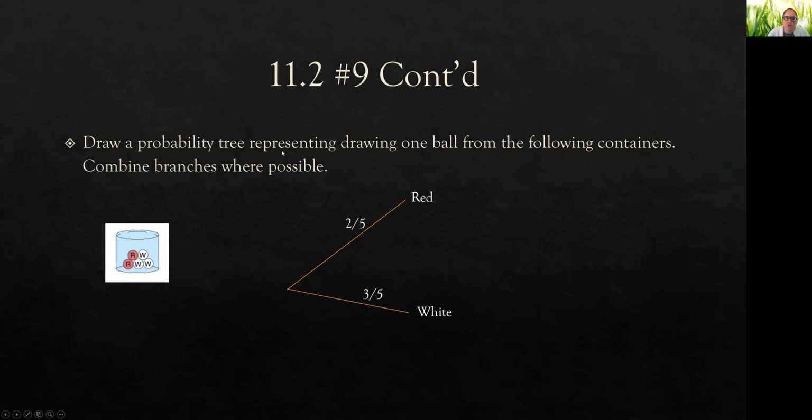Draw a probability tree representing drawing 1 ball from each container. So for this container, we have 5 balls, 2 reds, and 3 whites. So the probability of drawing out a red is 2/5, and the probability of drawing out a white is 3/5. It's just the number of outcomes that are red out of the total number of outcomes, and the number of outcomes that are white out of the total number of outcomes.